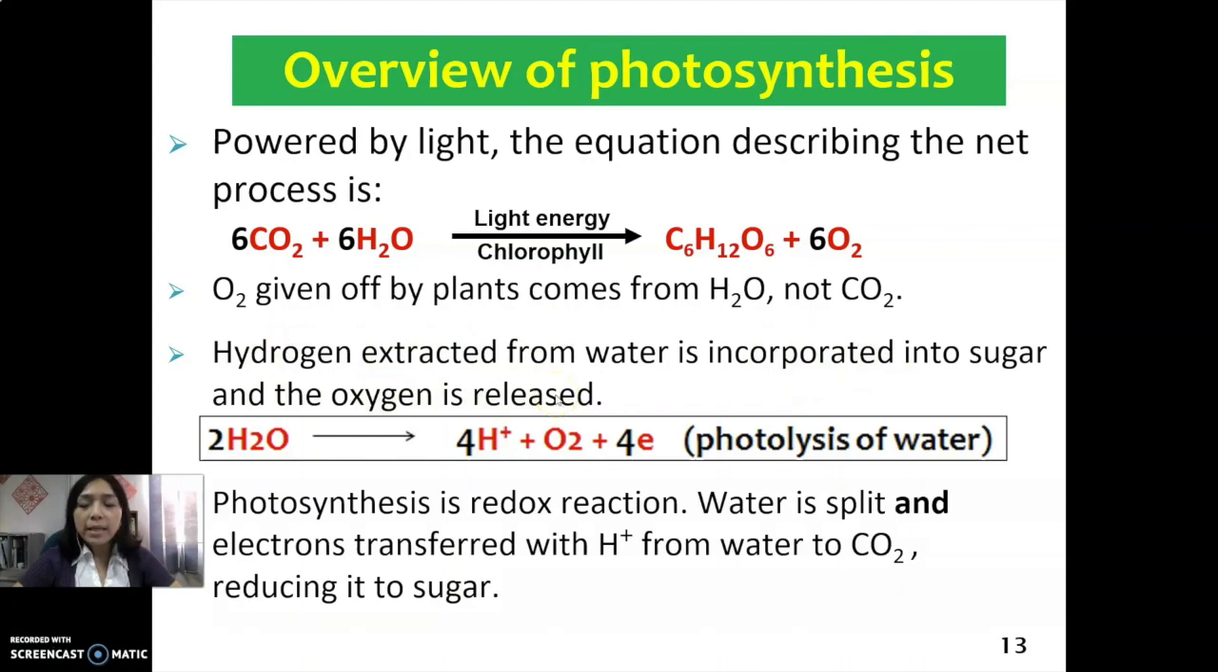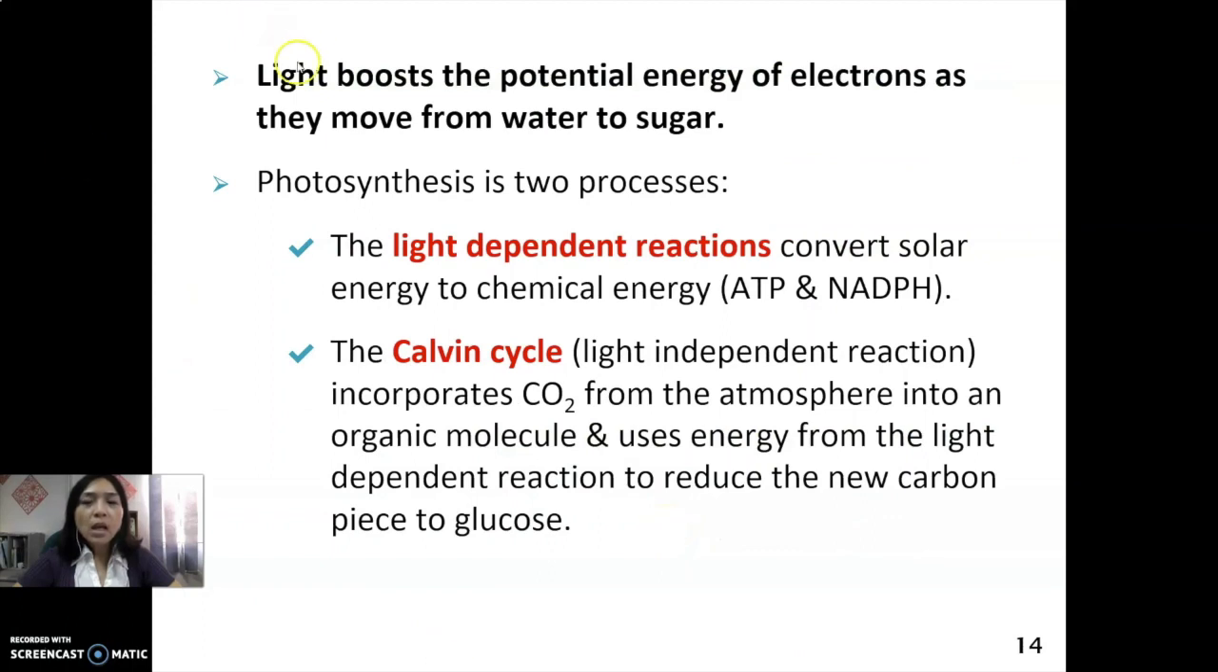So later, in the details of cyclic and non-cyclic photophosphorylation in the light-dependent reaction, you will learn about this process called photolysis of water. Photosynthesis is a redox reaction. Water is split and the electrons transfer with the hydrogen ion from the water to carbon dioxide, reducing it to sugar. The light will boost the potential energy of the electrons as they move from water to sugar.